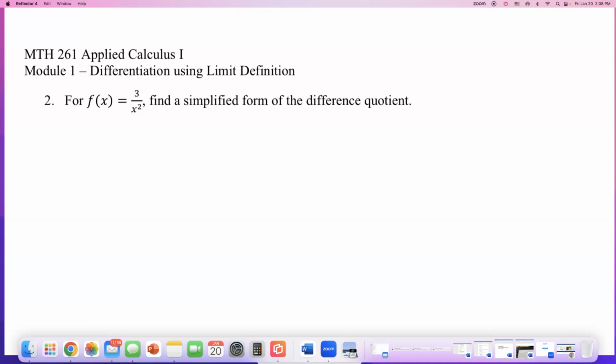For f of x equals 3 over x squared, find a simplified form of the difference quotient. Difference quotient is f of x plus h minus f of x all divided by h. That's the formula, okay? So let's do that. Let me figure out this first piece, the orange piece, okay?